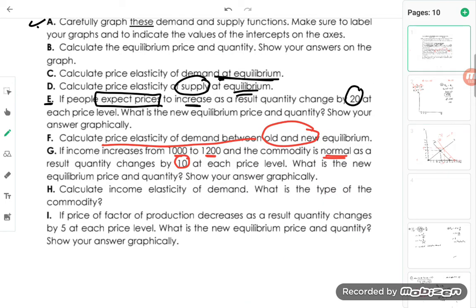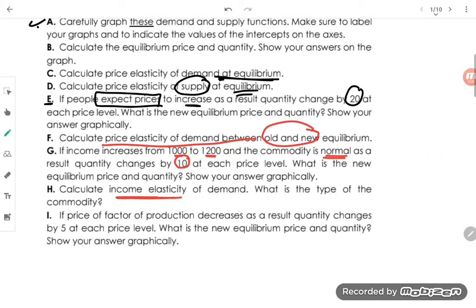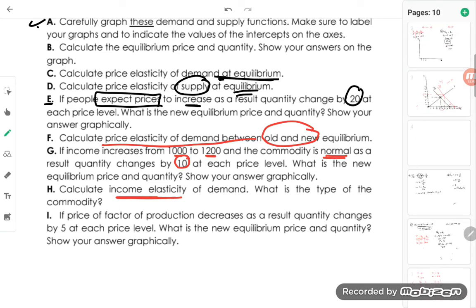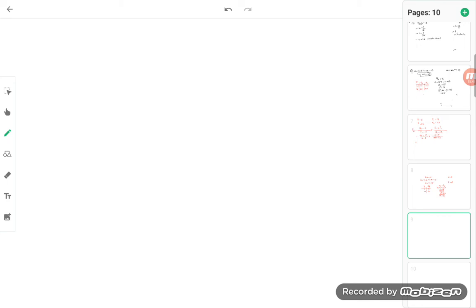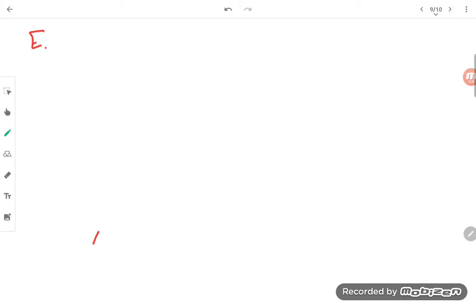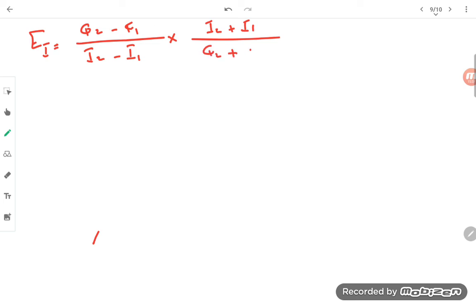Number H. Calculate income elasticity of demand. What is the type of the commodity? Income elasticity is calculated as Q2 minus Q1 divided by I2 minus I1, multiplied by I2 plus I1 over Q2 plus Q1.